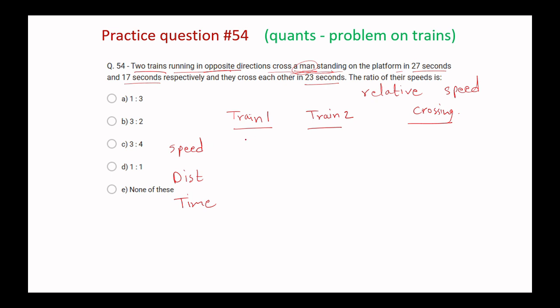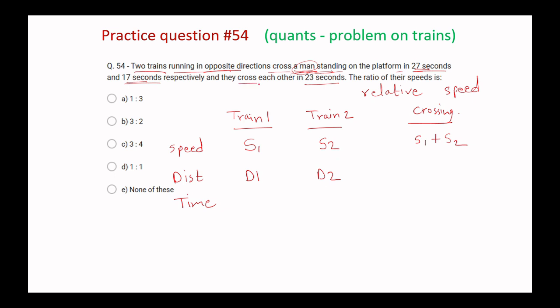So we will consider the speed of train 1 as s1, and the speed of train 2 as s2. When they are crossing each other, the relative speed will be s1 plus s2. This is very simple. Distance is also not given, so let's consider variables: d1 will be the distance of train 1 when it is crossing the person in 27 seconds, and d2 will be the distance of the second train when it is crossing the person in 17 seconds. So basically d1 and d2 are nothing but the length of train 1 and the length of train 2.